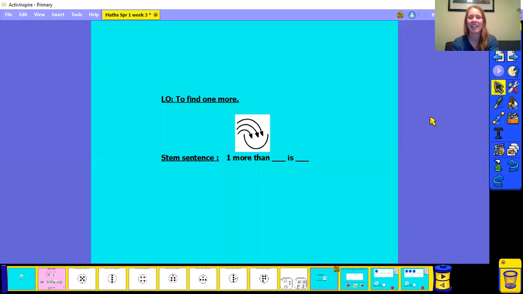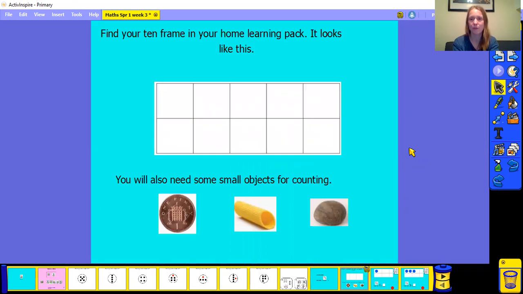Our job today is to find 1 more. You're going to need your 10 frame from your home learning pack, and you're also going to need some small objects that you can fit onto your 10 frame to help you with your counting. Pause the video while you find them.